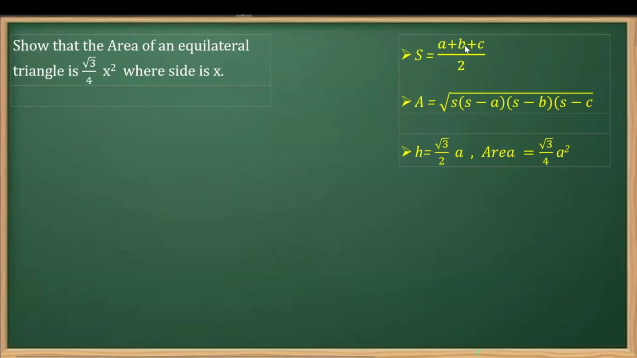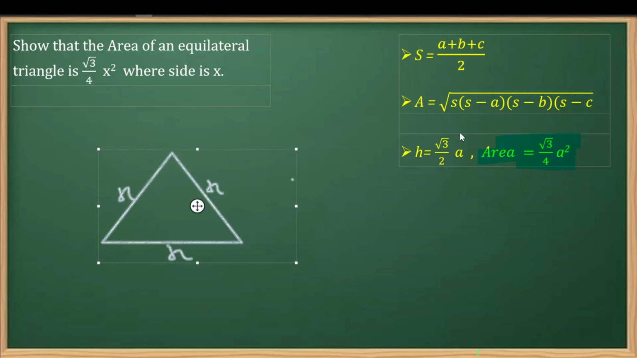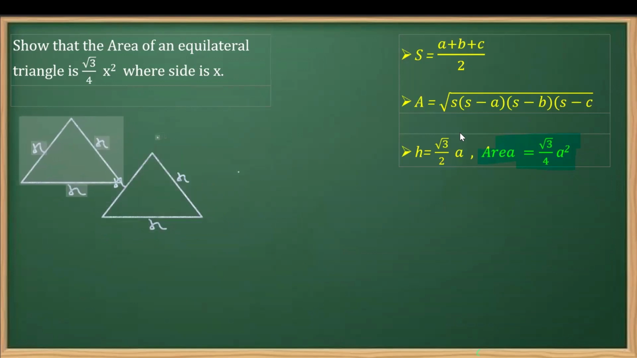Now, in the first question, we have to show that the area of an equilateral triangle is root 3 over 4 x square, where x is the side. Well, we already know that this is the formula we apply for finding the area of an equilateral triangle, but this time we have to show that. So let's say I took one equilateral triangle, and we are going to take each side as x as per the question, and then we'll be applying Heron's formula to show the area of this equilateral triangle.